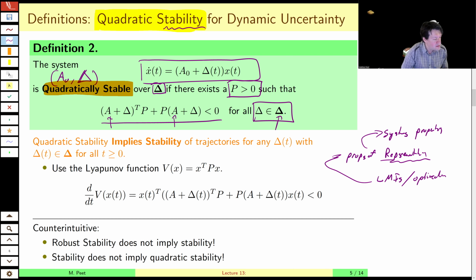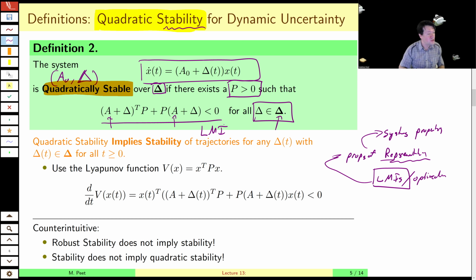Instead, this notion of stability, this quadratic stability, is defined directly in terms of an LMI. An infinite dimensional LMI, one that has to be satisfied at an infinite number of points, but it's defined nonetheless as an LMI itself.